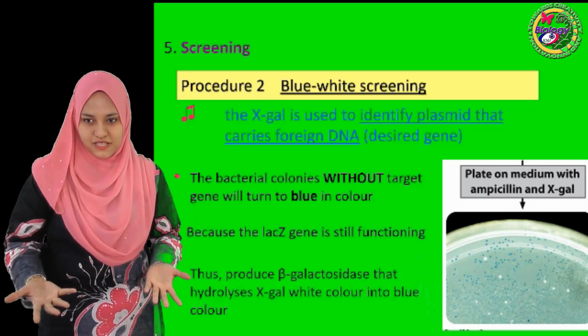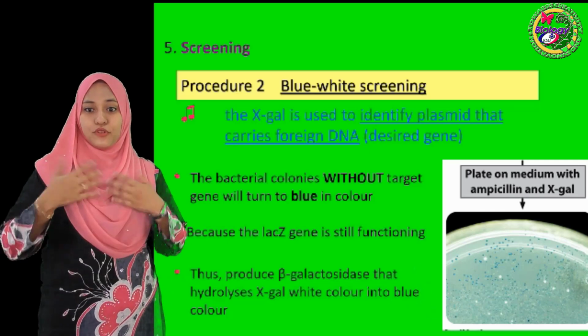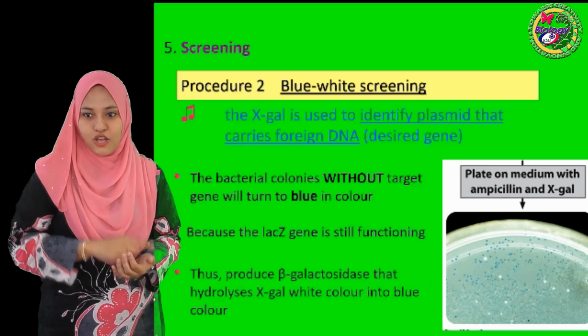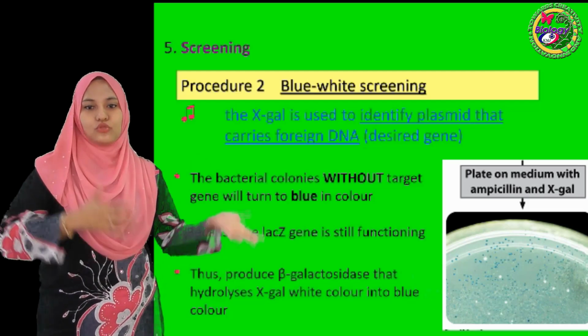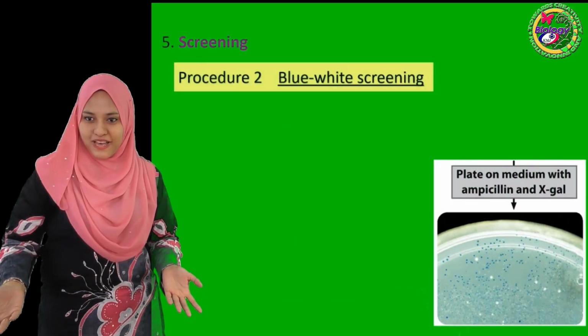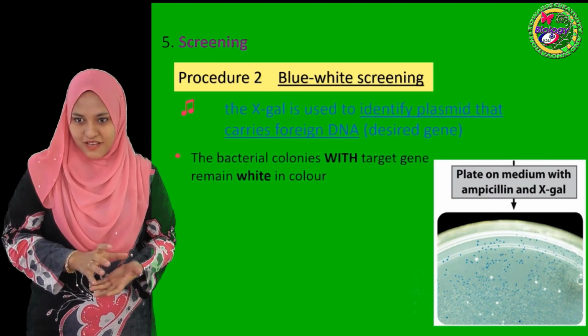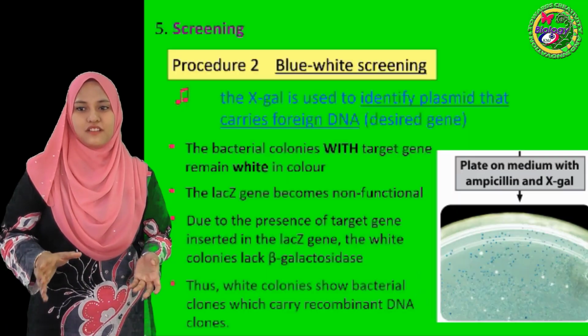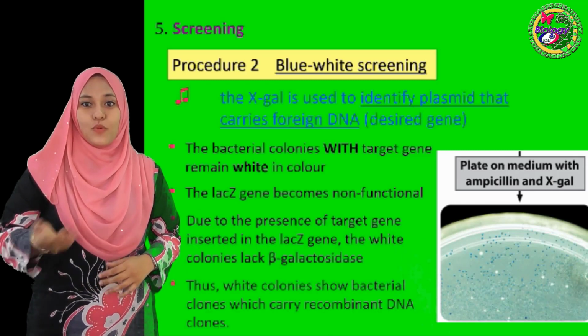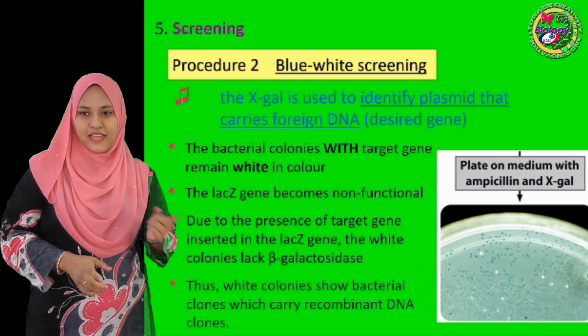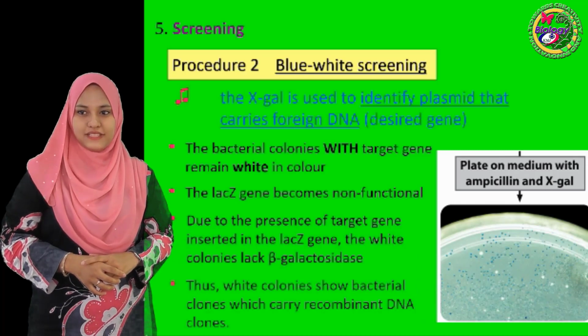So if the LacZ gene is still functioning, it can produce beta-galactosidase, which hydrolyzes the X-gal from white color to blue color. So that is why the colonies or the bacteria without the target gene will turn blue in color, while the bacterial colony with the target gene remains white in color.